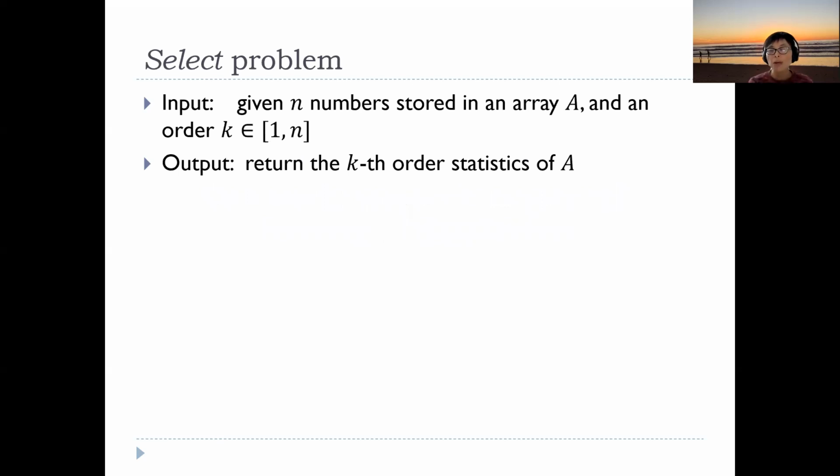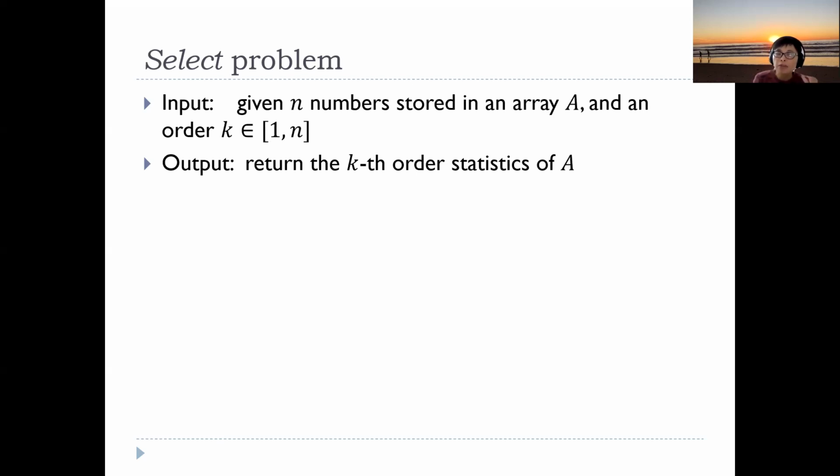The select problem, where the input is an array of n numbers and an order k. Our goal is to return the k-th order statistic of this array A, namely the element with rank k, okay? So we mentioned earlier that we could do sorting. We sort all the elements in A in n log n time and then find this one efficiently. And we want to know whether we can do better.